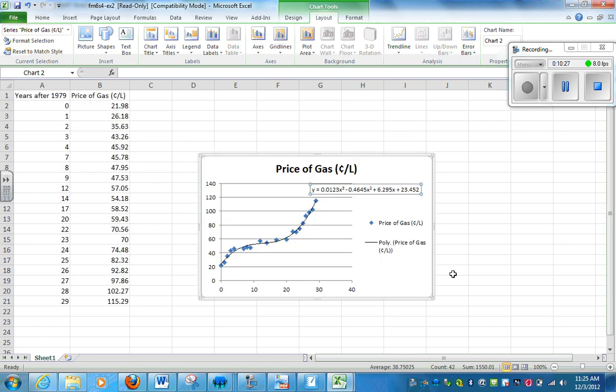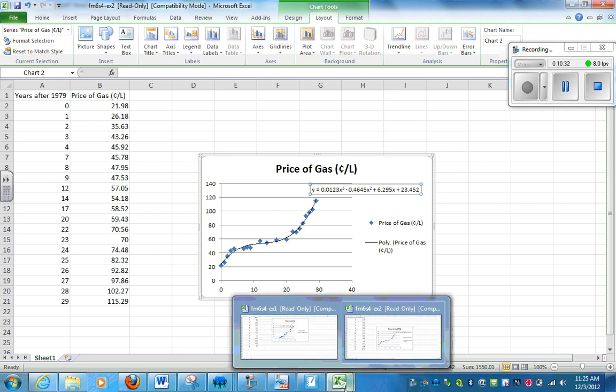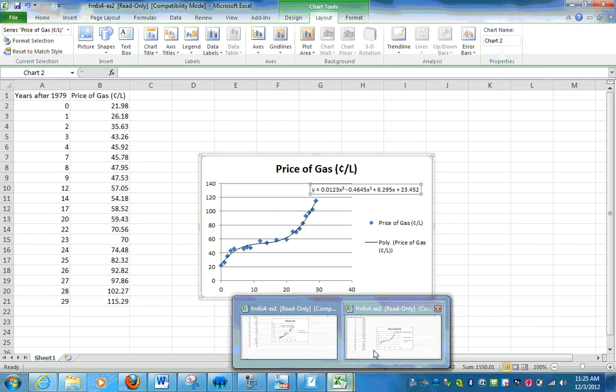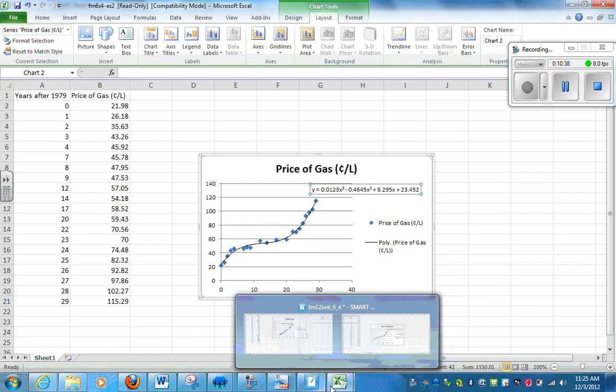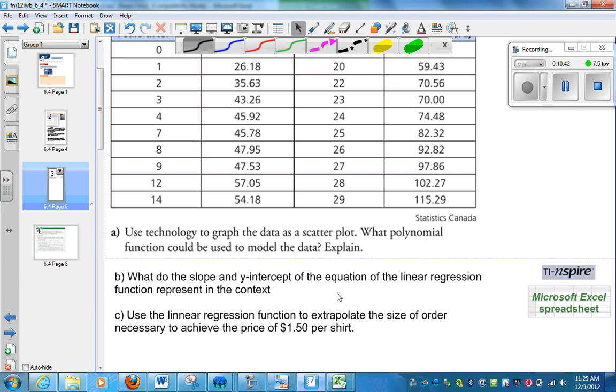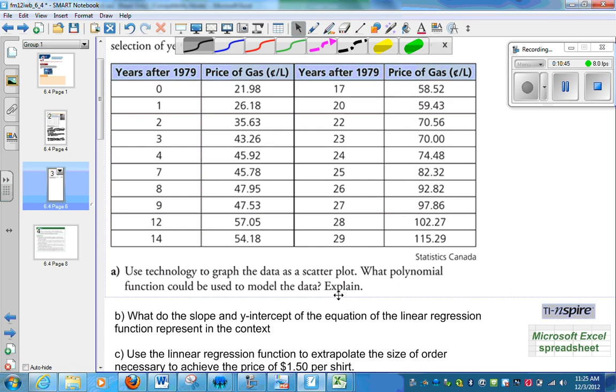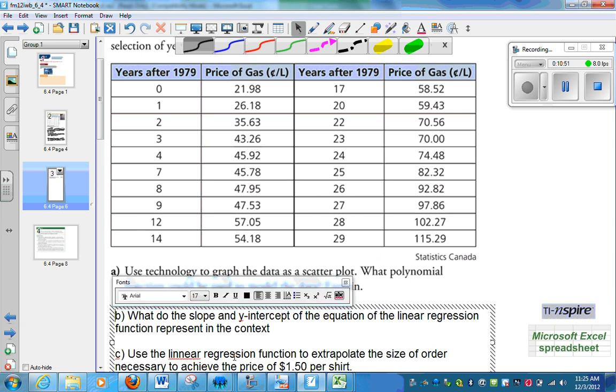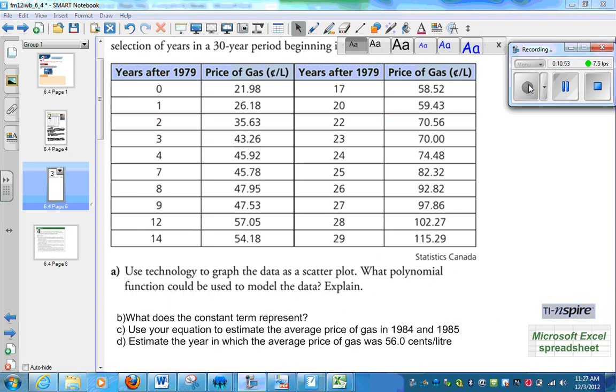There we go. There is our equation. So looking at that equation, there's a couple questions that we need to look at. What does the slope and y-intercept of the linear regression represent in this context? Oops, that was the wrong question. I wrote the wrong stuff here. Let me fix that. Sorry about that.